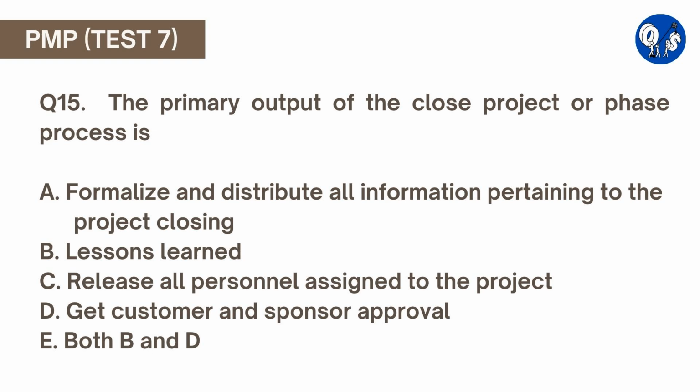Question number 15. The primary output of the close project or phase process is A. Formalize and distribute all information pertaining to the project closing. B. Lessons learned. C. Release all personnel assigned to the project. D. Get customer and sponsor approval. E. Both B and D. Here option A is correct. The primary output of the project closing process is to formalize and distribute all the information pertaining to the closing of the project. This coordinated message is distributed by the administrative closure, contract closure procedure, final product, service or result, and organizational process assets updates.